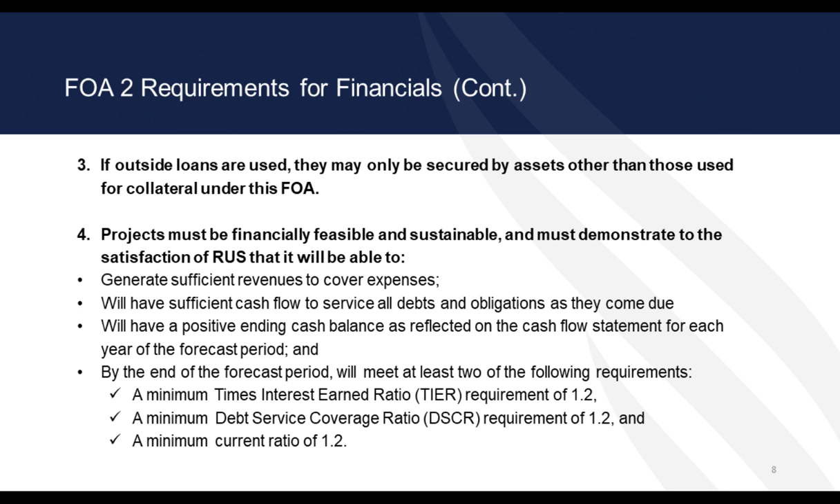Projects must also be financially feasible and sustainable, and must demonstrate to the satisfaction of RUS that it will be able to: 1, generate sufficient revenues to cover expenses; 2, have sufficient cash flow to service all debts and obligations as they come due; 3, have a positive ending cash balance as reflected on the cash flow statement for each year of the forecast period; and 4, by the end of the forecast period, meet at least 2 of the following requirements: a minimum times interest earned ratio, or TIER, requirement of 1.2, a minimum debt service coverage ratio, DSCR, requirement of 1.2, or a minimum current ratio of 1.2.